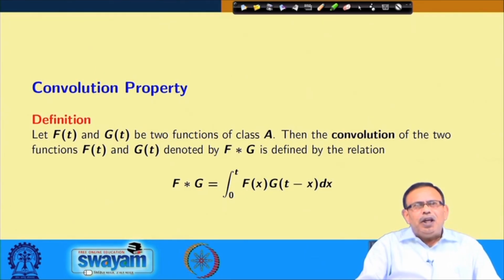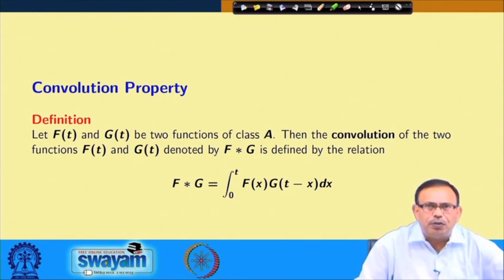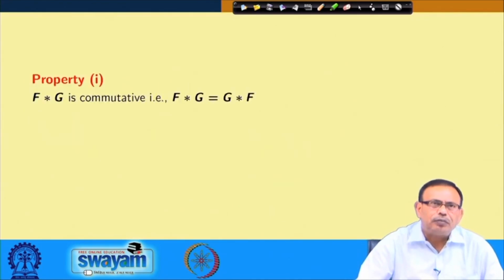So, if I have two functions f(t) and g(t) of class A, meaning their Laplace transforms exist, then the convolution of these two functions, denoted by f star g, equals integral 0 to t f(x) g(t minus x) dx.